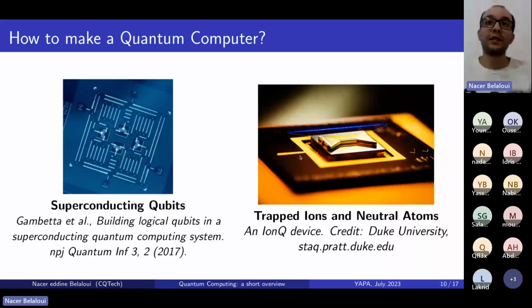Also, another advantage is that since atoms are all the same, you don't have to keep track of each qubit and calibrate your systems to correct for fabrication defects. Atoms are not fabricated, they're natural, so we can use them directly. The other thing is that they can all be connected together, and this is a point. Maybe I'll spend a minute on it.